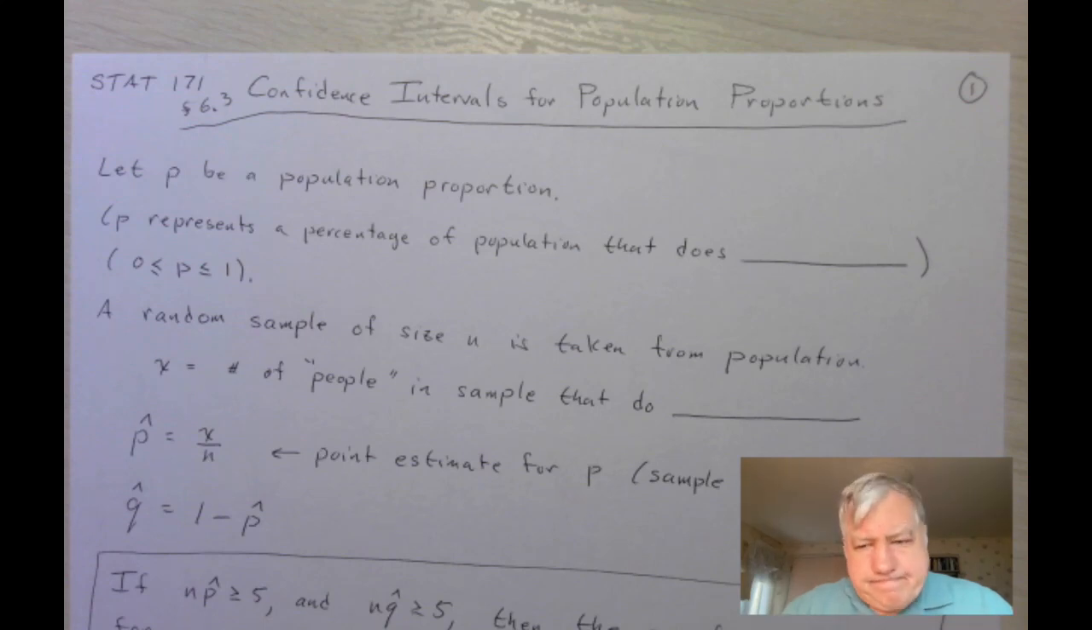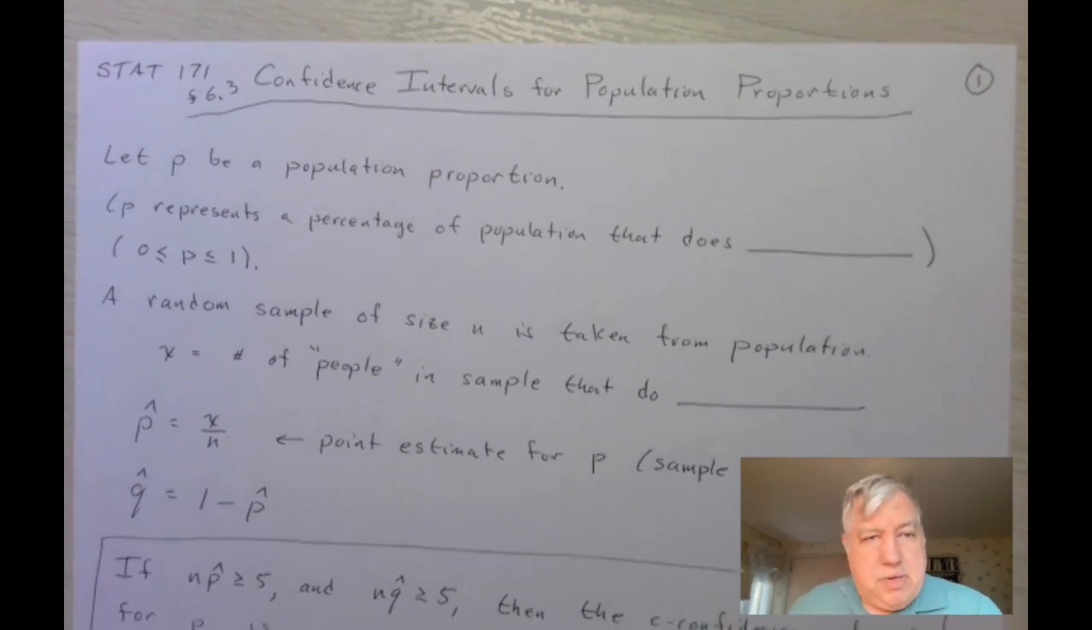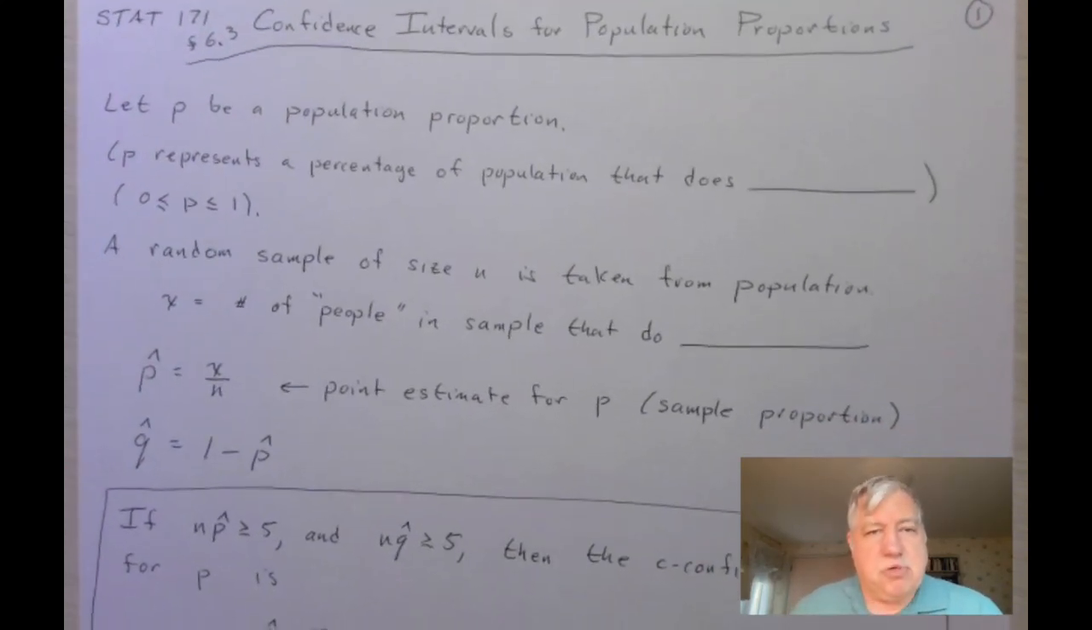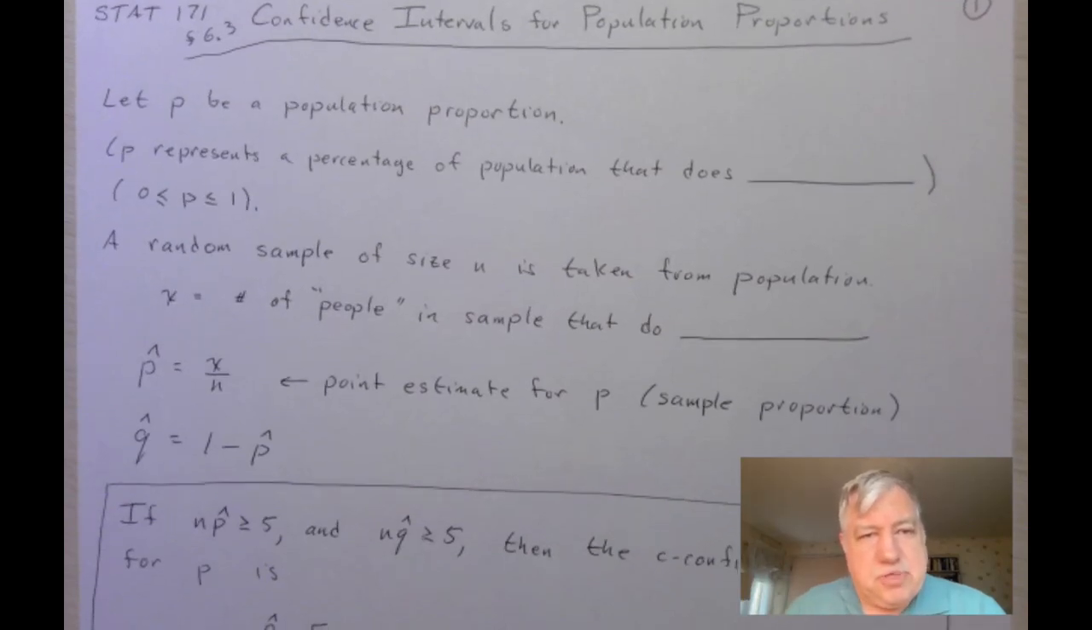But things are a little bit different now, because with binomial experiments, the values of p and q were known ahead of time. In this case, we're trying to get an estimate to find what that is. We're getting an estimate by taking a point estimate, but in this case, our point estimate will be a fraction. So when we say let p be a population proportion, that's what we're talking about. p represents a percentage of a population that does blank or believes in blank or supports blank.